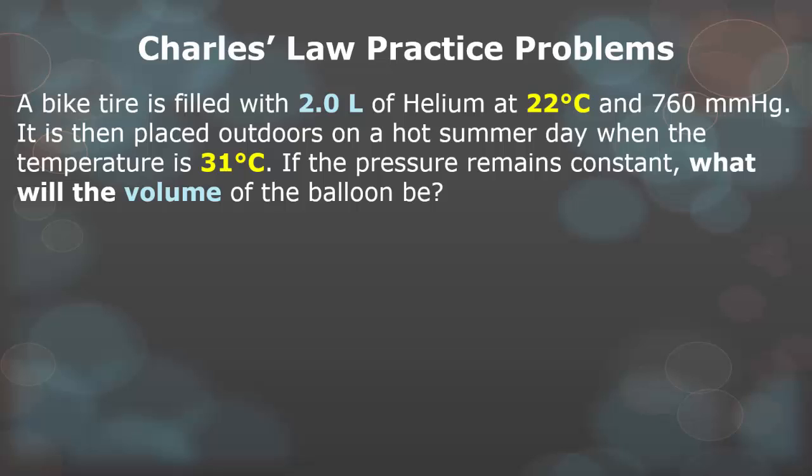So let's try a practice problem. A bike tire is filled with 2 liters of helium at 22 degrees Celsius and 760 millimeters of mercury. It is then placed outdoors on a hot summer day when the temperature is 31 degrees Celsius. If the pressure remains constant, what will the volume of the balloon be?